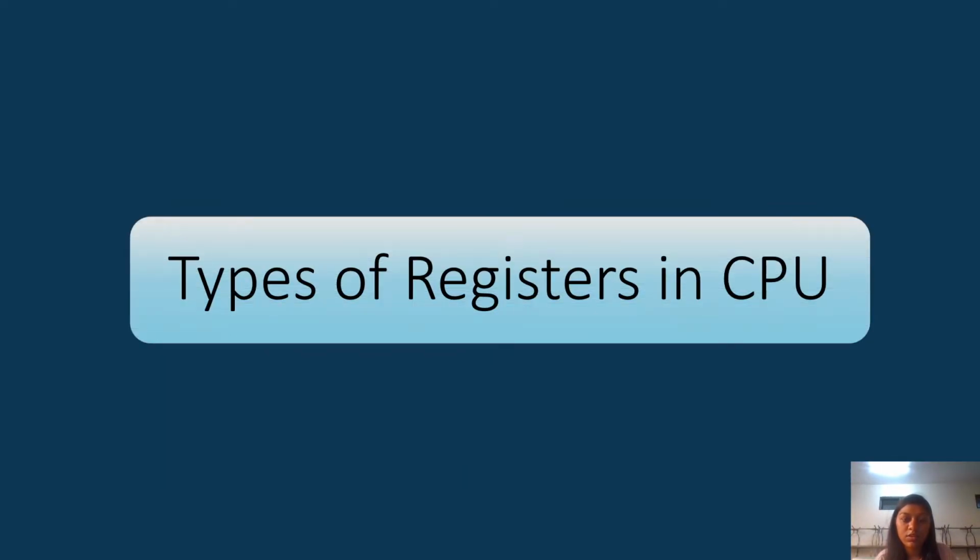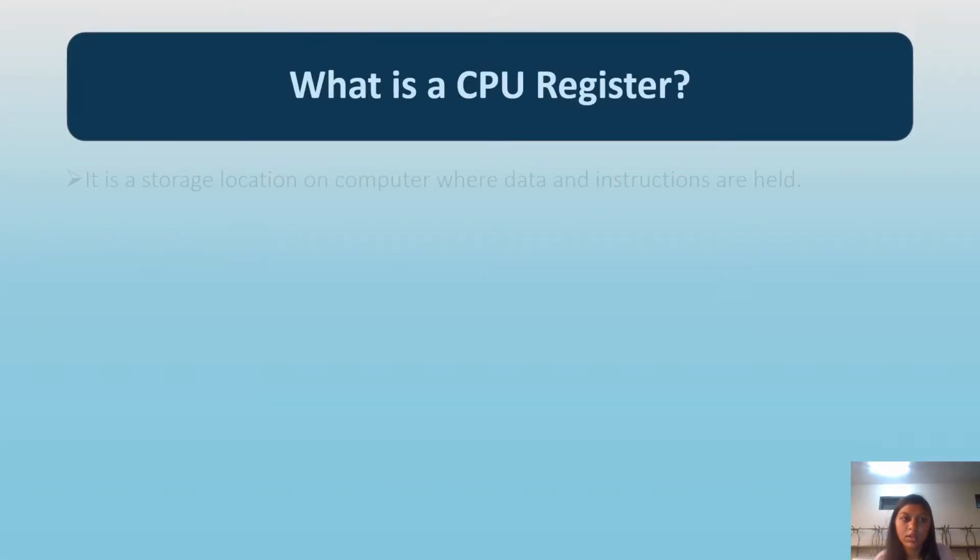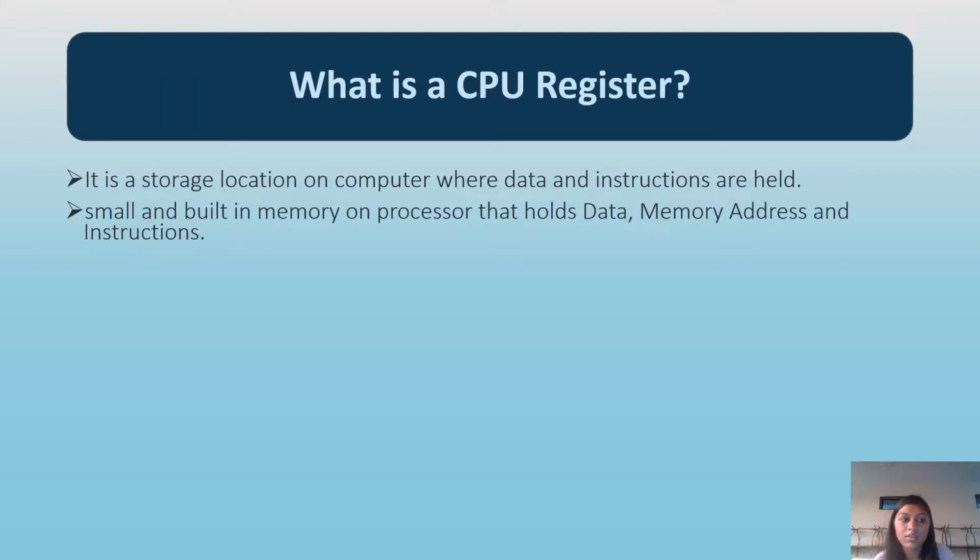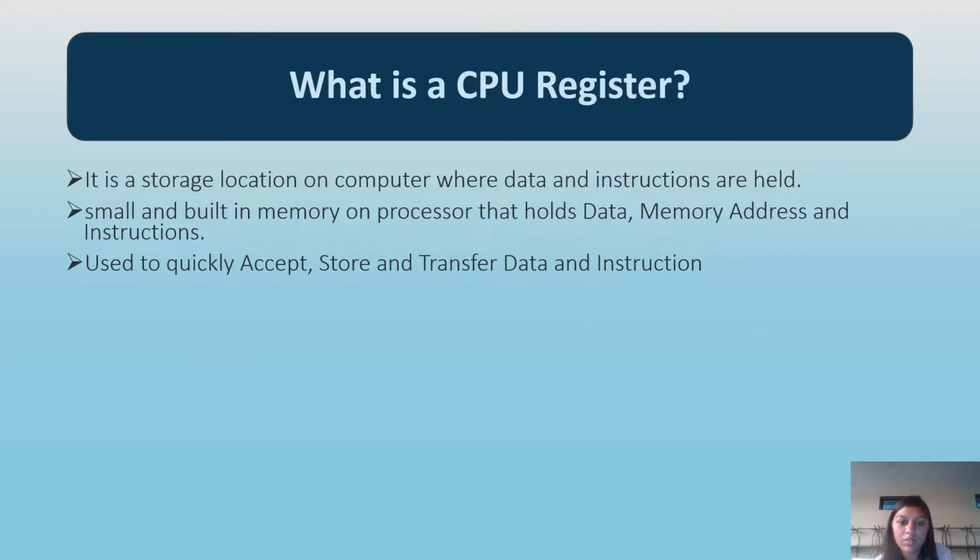In this video, I am going to explain the types of registers in CPU. First of all, we see what is a CPU register. A CPU register is a storage location on your computer where data and instructions are held while they are being processed. It is a small and built-in memory or processor that holds data, memory address, and some set of instructions. It is used to quickly accept, store, and transfer data and instructions that are being used immediately by the CPU.